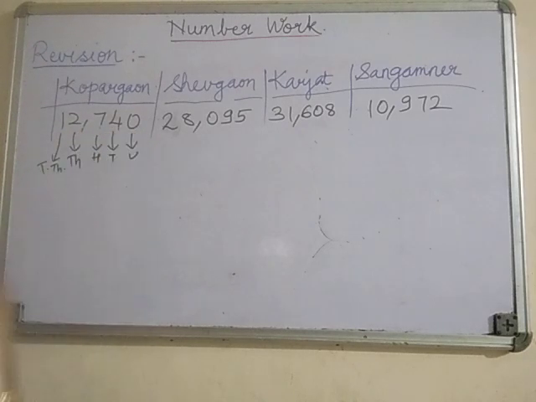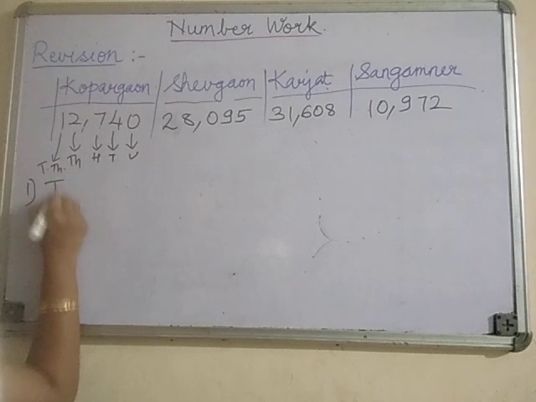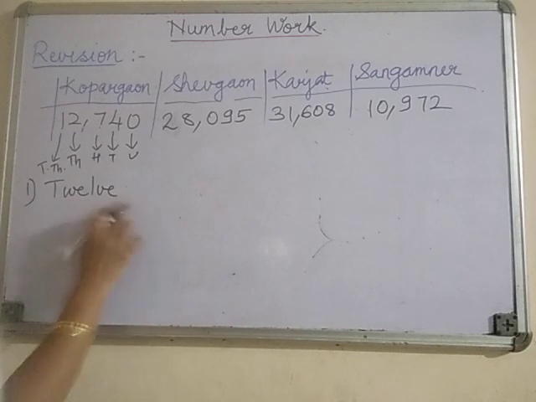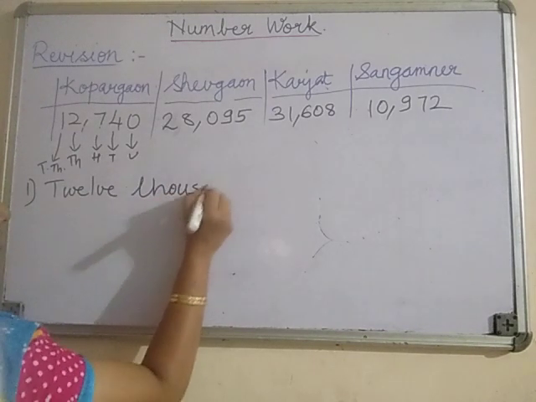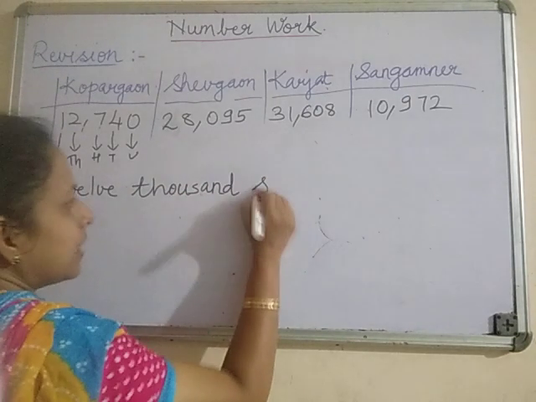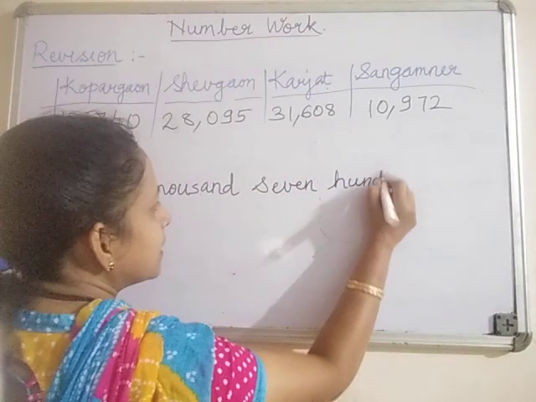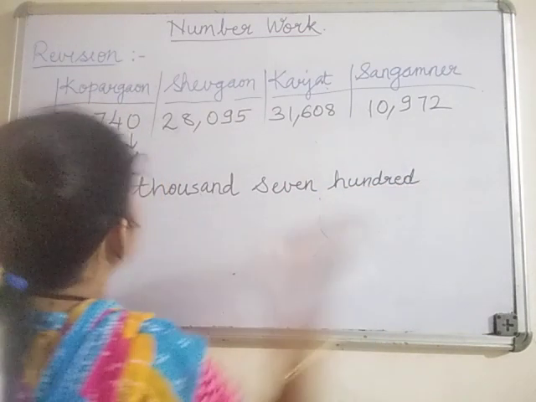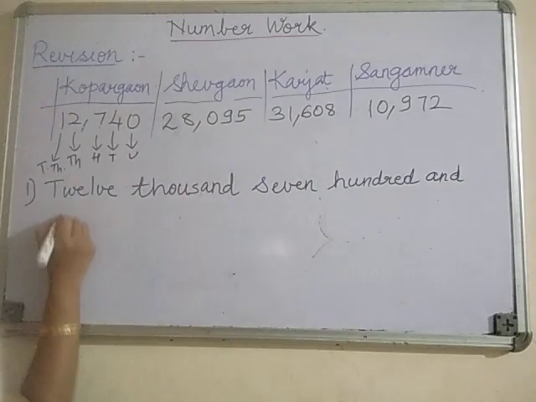12,740. Okay, and how you are supposed to write it? First one, that is Kopargaon, 12,000. Twelve thousand, 1,000, okay, 12,700, 700 hundred, 100, okay, 140, okay, 740. So this is the first answer.